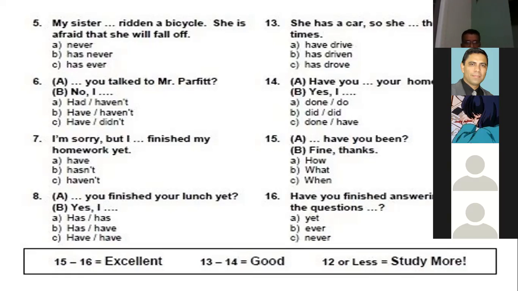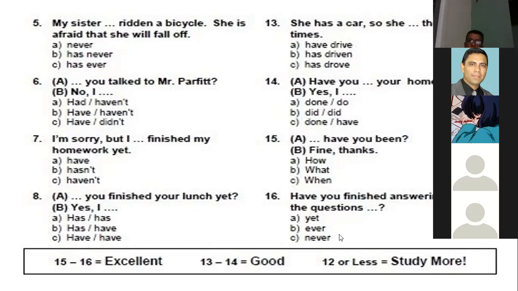Okay, Nicolas, number 7. I'm sorry, but I haven't finished my homework yet. Haven't. Yes, okay. Porque se disculpa, ¿verdad? Lo siento, pero no he terminado mi tarea todavía. Entonces es I haven't. Letter C. Okay, thank you. Very good. Katia, number 8. Have you finished your lunch yet? Yes, I have. Okay, very good.